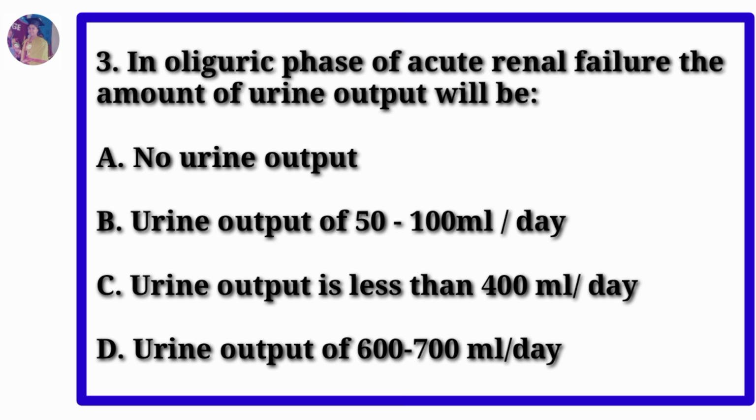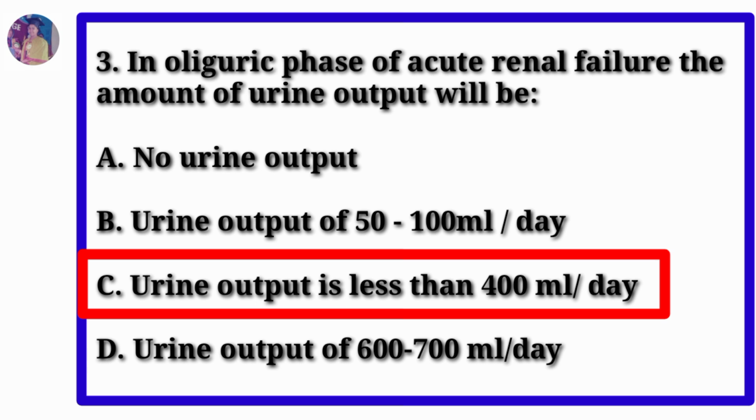Question number 3. In the oliguric phase of acute renal failure, the amount of urine output will be: Option A. No urine output. Option B. Urine output of 50 to 100 ml per day. Option C. Urine output is less than 400 ml per day. Option D. Urine output of 600 to 700 ml per day. Answer. Option C. Urine output is less than 400 ml per day.